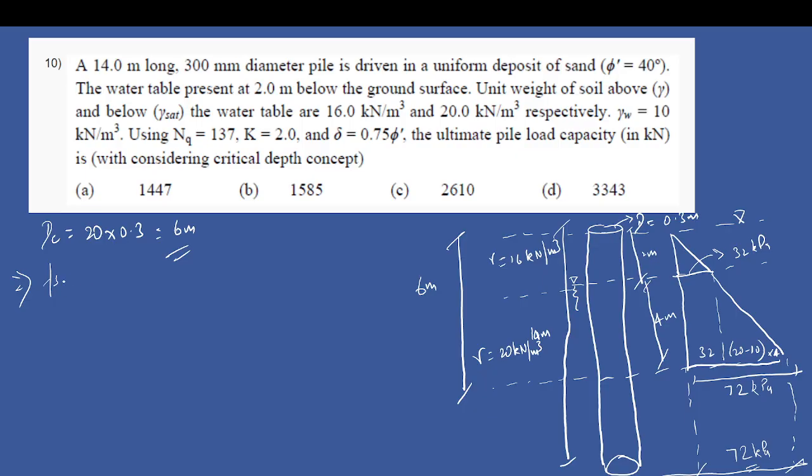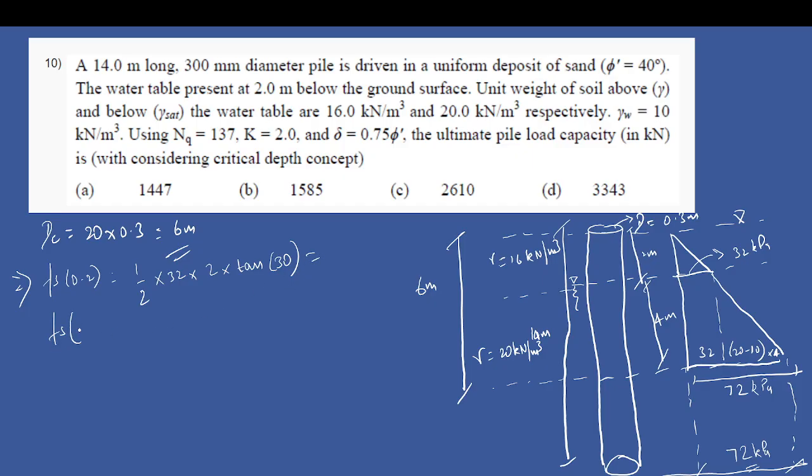Okay, fs equals, for 0 to 2, half into 32. So sigma dash v, k tan delta, and k is your 2, tan delta. Tan delta is how much? Phi dash is your 40, so this will be tan 30. And this is your sigma dash v. Then we'll multiply with the area, so that we'll do afterwards. So first you can calculate this.